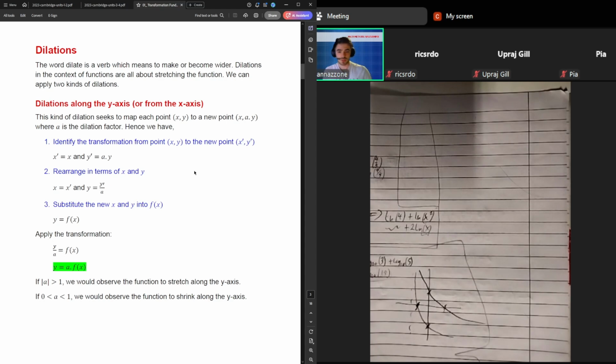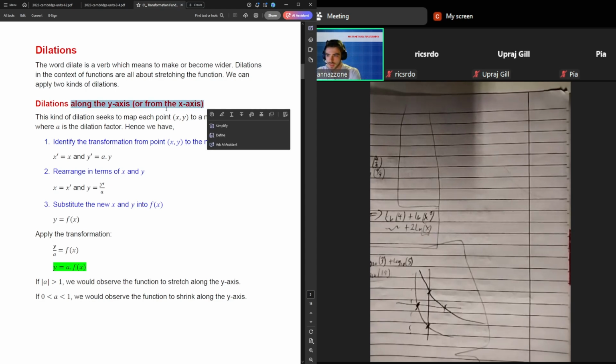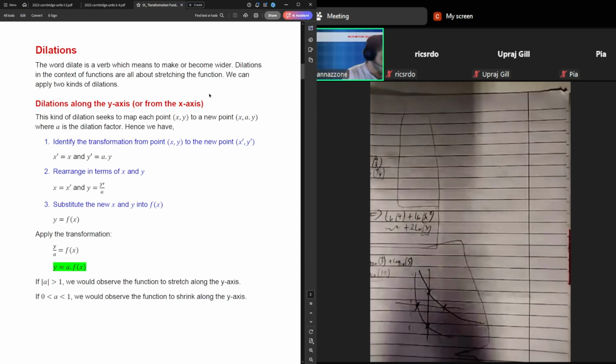Dilations are all about stretching your function. The idea here being that you stretch in a particular direction, either from the y or from the x. You might also see wordings like along the y or along the x. When you see this kind of wording, these two things mean the same thing. If you're stretching along the y-axis, it's the same thing as if you're stretching away from the x-axis.